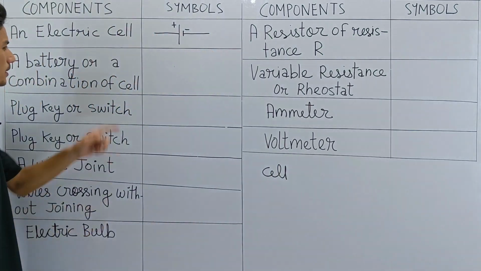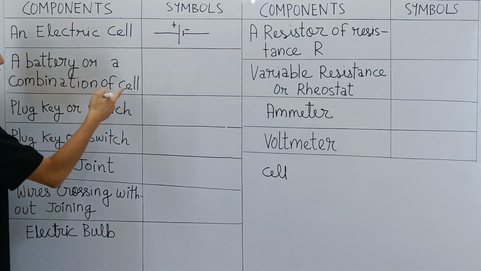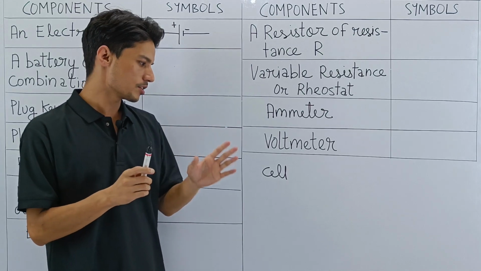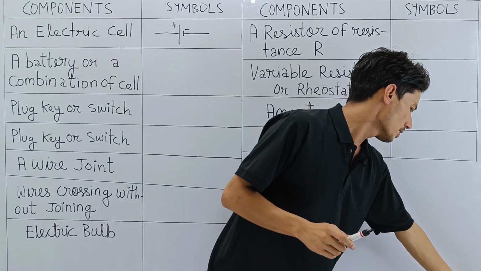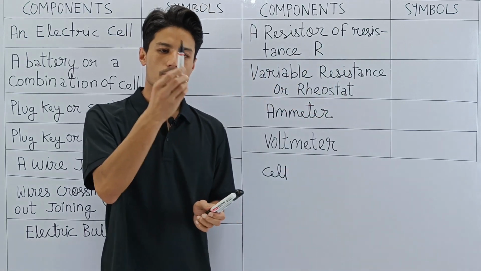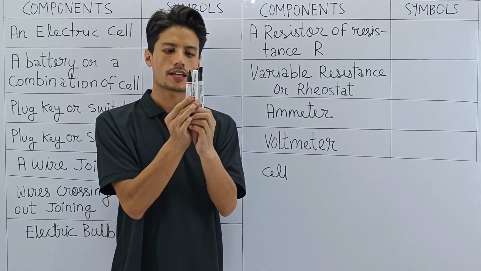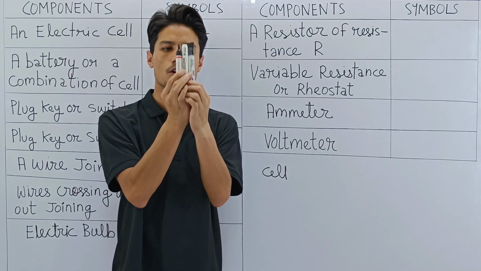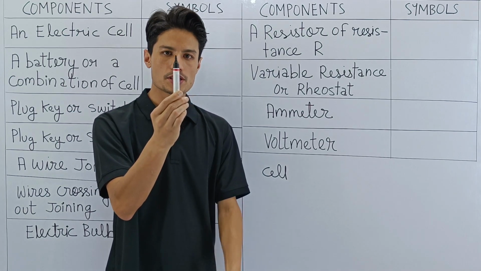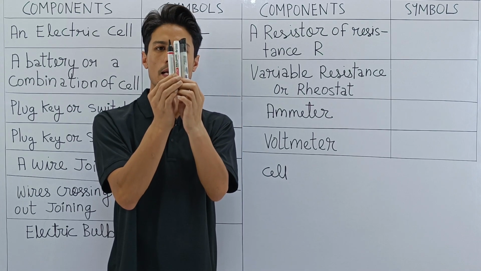Next is a battery, or a combination of cells. Combination means many. Here I have 3 markers with me: marker 1, marker 2, and marker 3. This is called a combination of markers. Single is a cell. A combination of cells will be called a battery. So together these 3 will be called a battery.